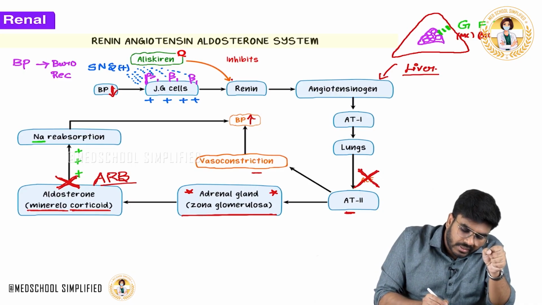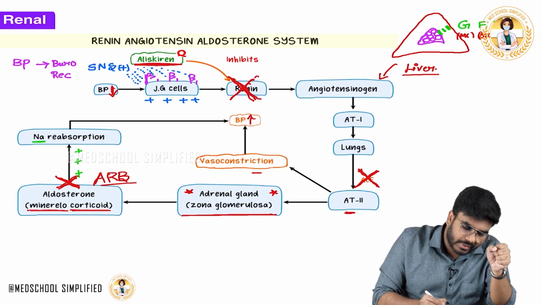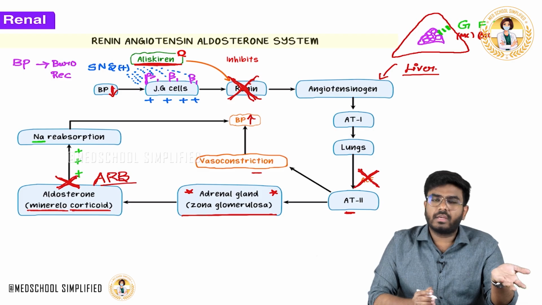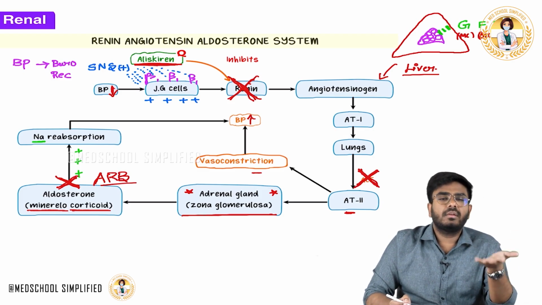Or you can directly inhibit the renin enzyme. You can directly inhibit the renin enzyme with drugs like aliskiren. Aliskiren is a drug which will directly inhibit the renin. So no RAAS pathway, no BP. ACE inhibitors: the ACE enzyme is inhibited, no RAAS pathway, no BP.